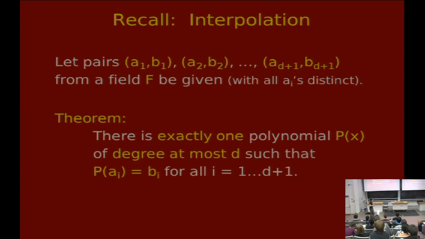Good. So this is a theorem, just a summary of what we proved. If you have d+1 pairs, data points ai and bi from a field F, where the ai's are distinct, then you can always find a unique polynomial of degree at most d that fits them, that has the target values.